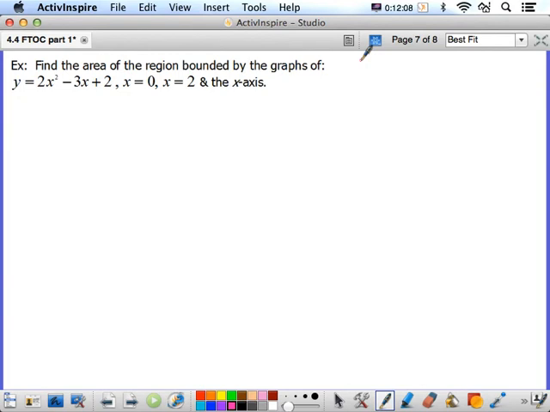For our final example, we want to find the area of the region bounded by the graphs of y equals 2x squared minus 3x plus 2, so that's a parabola, x equals 0, x equals 2, and the x-axis. So I'm going to go ahead and graph it up here for you guys. That is an upward parabola, so it hits here. And I think it looks something like this, right? And we're just going to go from 0 to 2. So we're looking for this area right here, 0, 2, and we're bounding it here. So it's that little area there that we're looking for. Is that what you're asking?